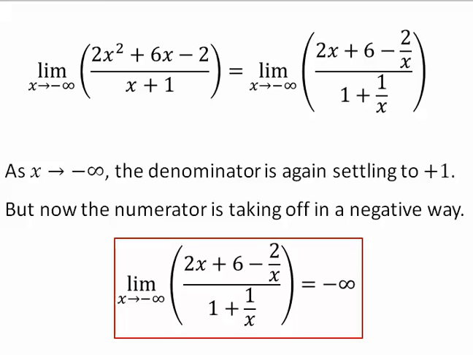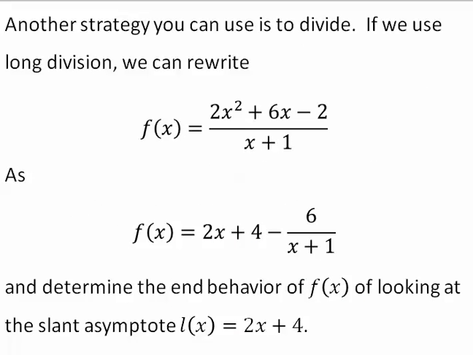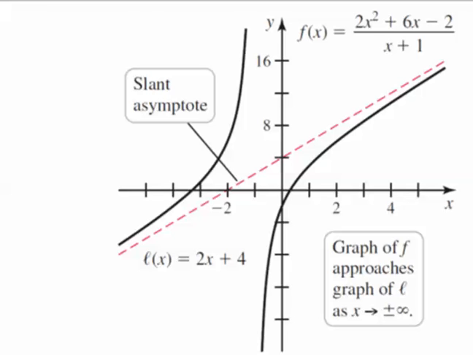Now, as I said, there are other strategies for a situation like this. One is to do long division. I could just take x plus 1 and divide that into the numerator, 2x squared plus 6x minus 2. And then 6 over x plus 1, that's going to 0, right? Because that's bottom heavy. 6 over x plus 1 will be going to 0. So the function will look more and more like 2x plus 4. And so anything you remember about slant asymptotes will help you in this case, but you'll get the same result.